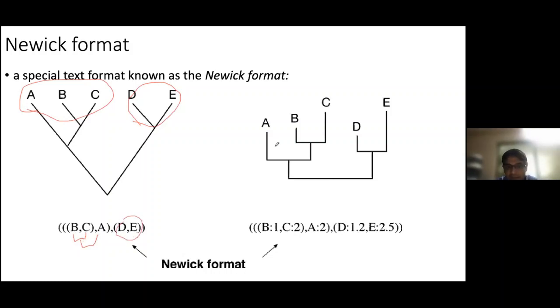But here, if you look at that, this is weighted. So you know the distances here, the evolutionary distances. For example, if this is 1, the length is 2 here, the length is 1 here, and the length is 2 here. So that means B is 1, C is 2, comma, and from here A is 2. And here, this is 1.2, and this is double for D. So that means D, another branch, 1.2 and 2.5. This is the Newick format.